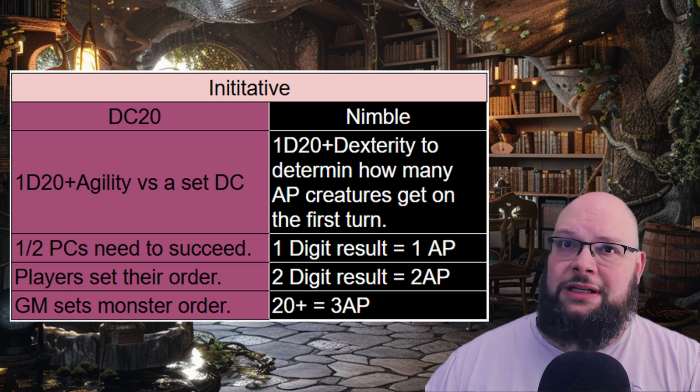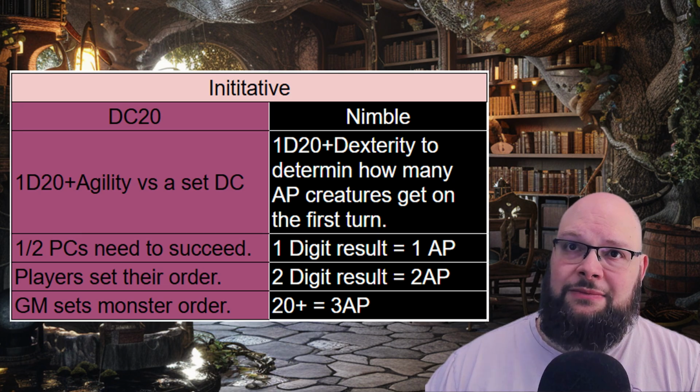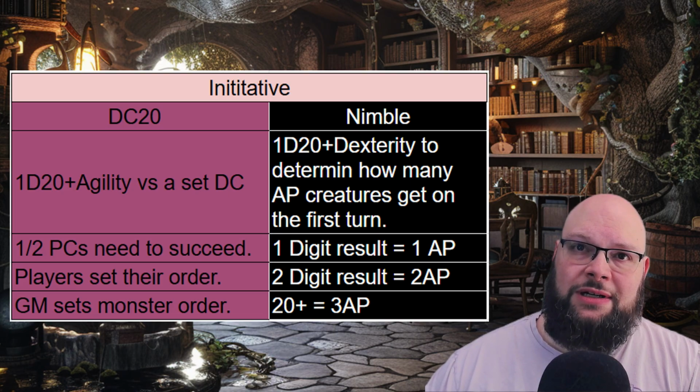Nimble has a really interesting approach, though, I have to say. 1d20 plus dexterity to determine how many action points a creature gets on their first turn. If you roll your d20, add your dexterity, and get a 1-digit result, you get 1 action point on your first turn. If the result of that roll is 2 digits, so 10 to 19, you get 2 action points on your first turn. And if you get 20 plus, you get 3 action points on your first turn.